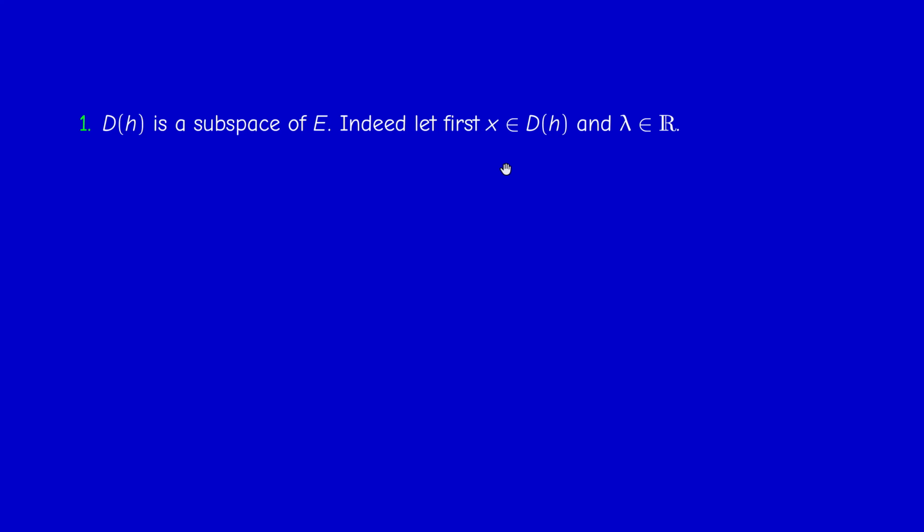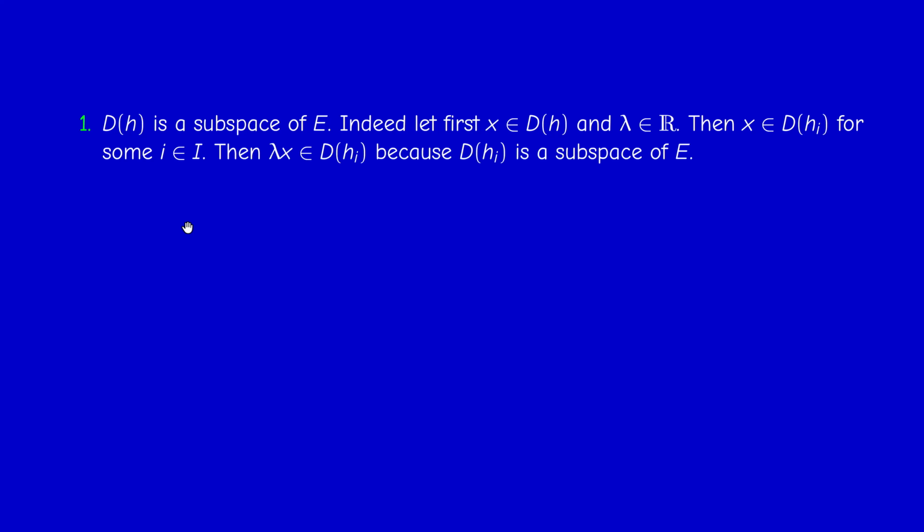I have to prove two things: that it's stable under addition and stable under multiplication by scalars. So pick an element x in the domain and a constant lambda in R. By definition, x belongs to the domain of h_i for some i, but D(h_i) is a subspace, so lambda x belongs to D(h_i). But D(h_i) is contained in D(h) because it's the union. So we proved that D(h) is stable under multiplication by scalars.